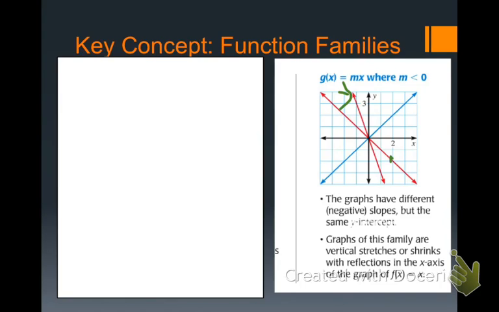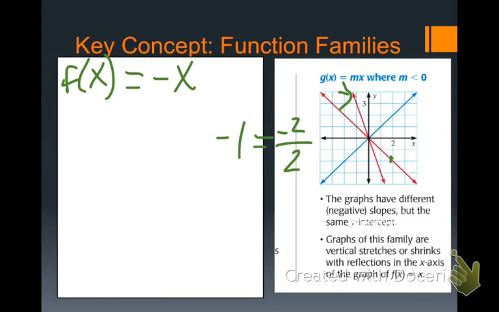So let's count from the origin. It has a rise of negative 2 over positive 2 to the right. So that's actually equal to negative 2 divided by 2 is negative 1. So if we were going to write that one, f of x equals, we could just write negative x. Remember, the 1 is implied.